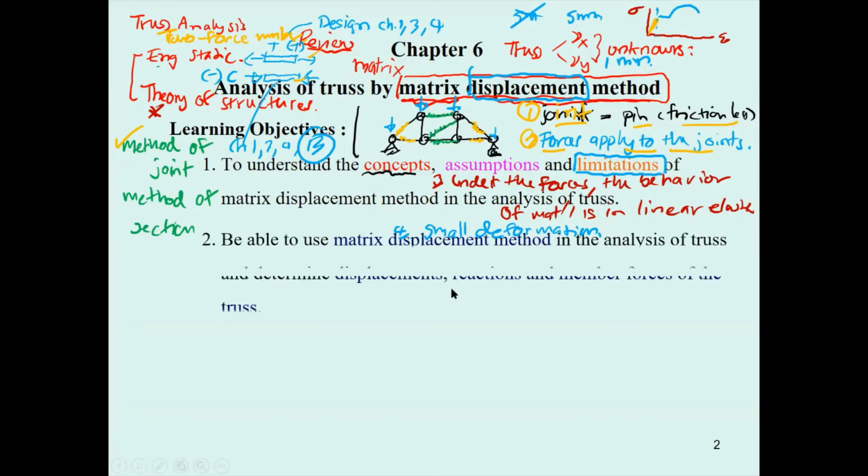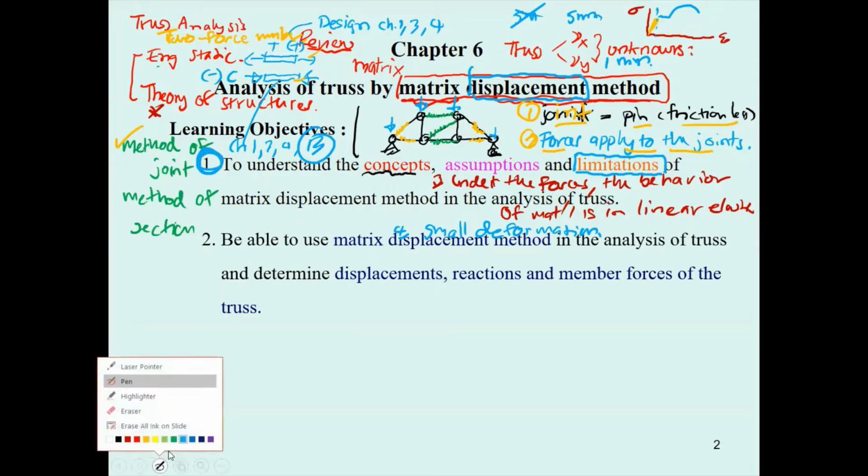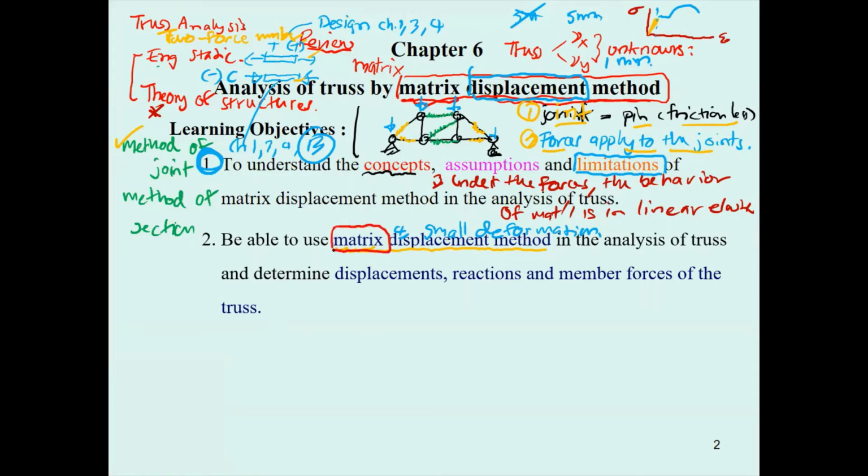Next, after you understand what I said in learning objective 1, for learning objective 2, I will use the concept, assumptions, and limitations to develop the matrix displacement method. Again, when talking about the matrix, you need to go back and review the matrix and practice using your calculator to do what?